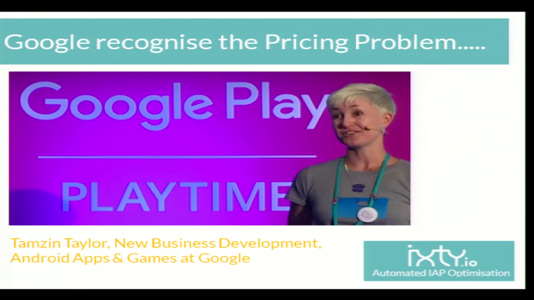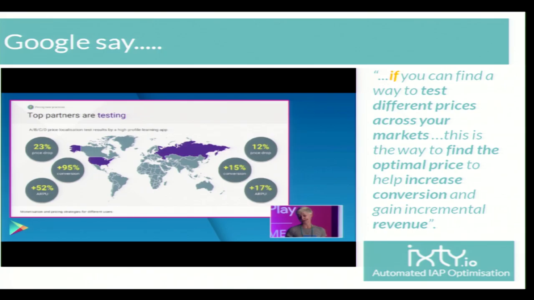Now, as was mentioned earlier, Dmitry Martinov said you have to change the prices in different countries. And this is another lady who works for Google. If I'd known about Dmitry, I'd have had his picture up here instead. We saw her speak 6 months ago, and she said, markets. We recommend this as a way to find the optimal price to help you increase conversion and gain incremental revenue. Short and sweet. She says, if you can find a way to test prices across your markets, this is the way to find the optimal price to help increase conversion and gain incremental revenue. So Google, she spoke for an hour on this, have recognized the problem.